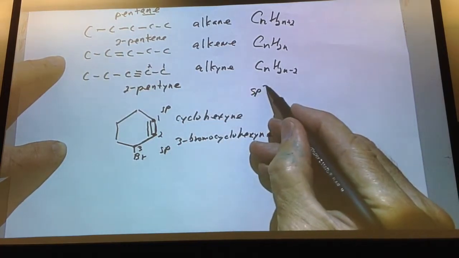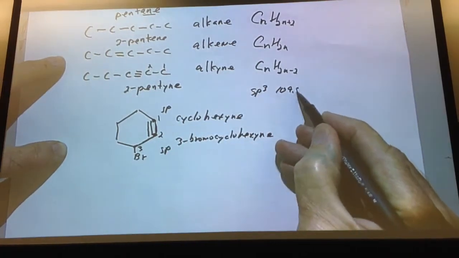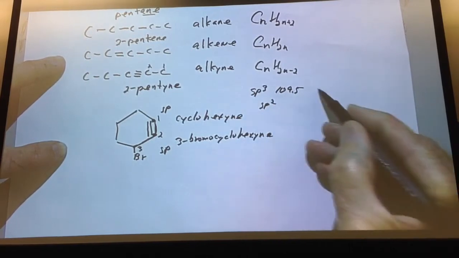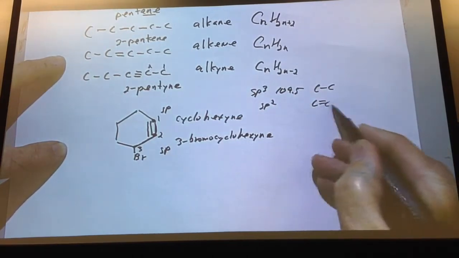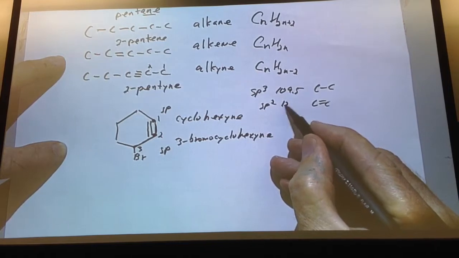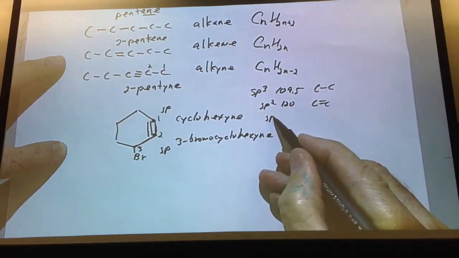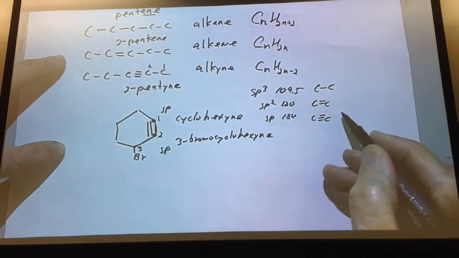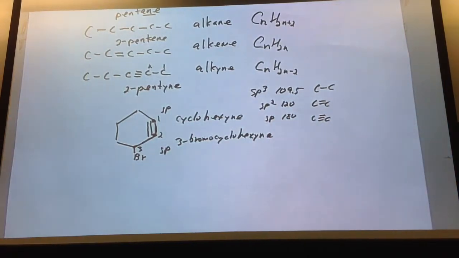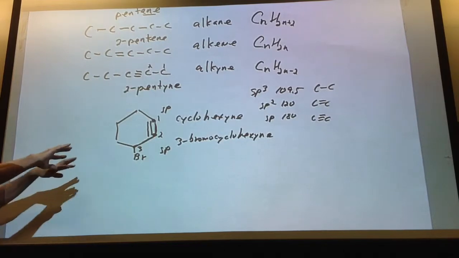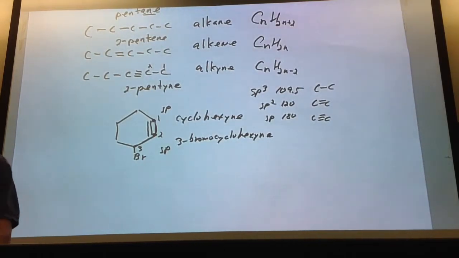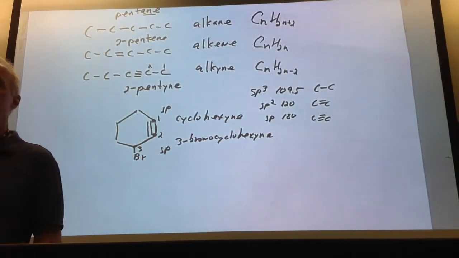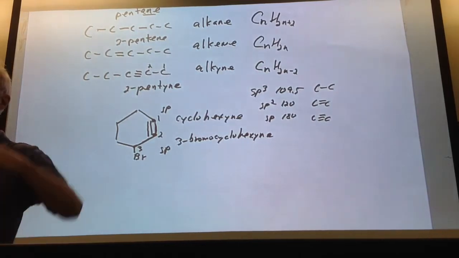sp3 is 109.5. For sp2, with a double bond, the angle is 120. But what about if it's sp hybridized? Oh, 180. That's linear, right? The bond angle is 180. It's a straight line. So if you have a carbon-carbon triple bond, it wants to be in a straight line, and here you are curving it, forced into a ring. So you don't have that many ring compounds with triple bonds, unless the ring is big.